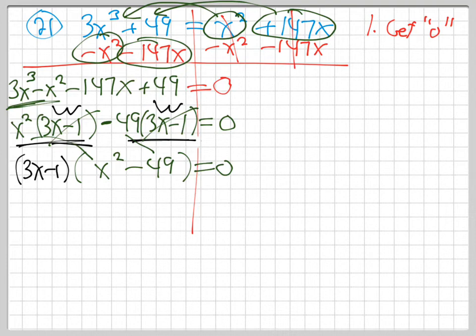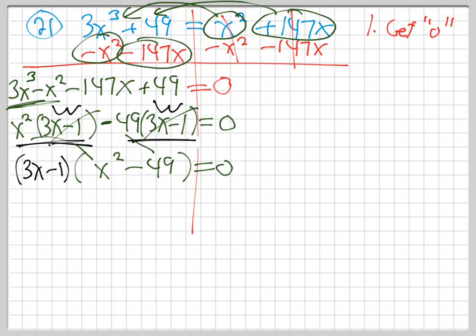Is that good? See what happened there? See, that whole 3x minus 1 could go back and back, couldn't it? So it's the same thing. So this is just like that last one. And then what do we do from here?